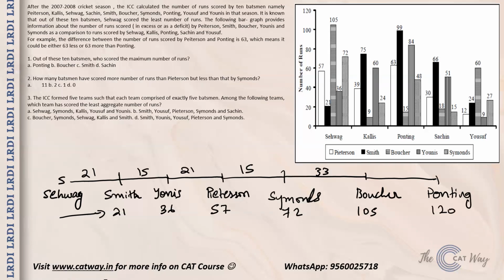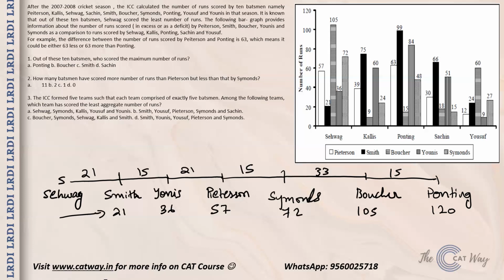The difference between Ponting and Boucher is 15 points. Then guys, what do you have? Let's check. If you talk about Kallis and Boucher, they have a difference of 9 points. But we cannot conclude anything from there as of now. So let's go to some other person.